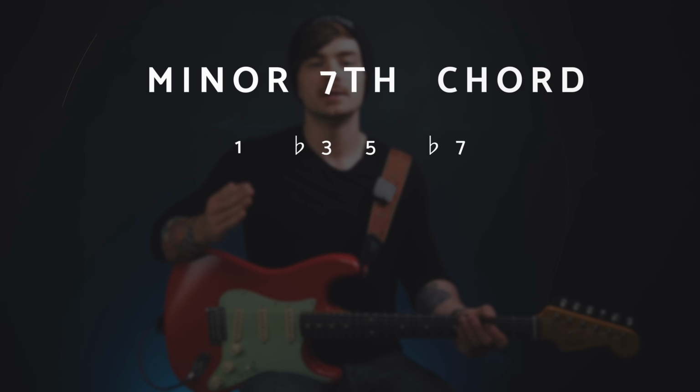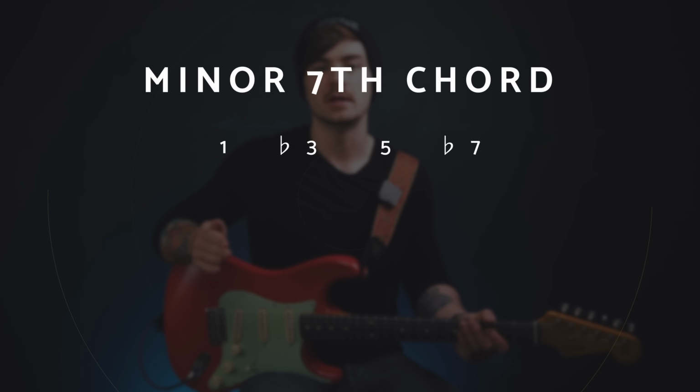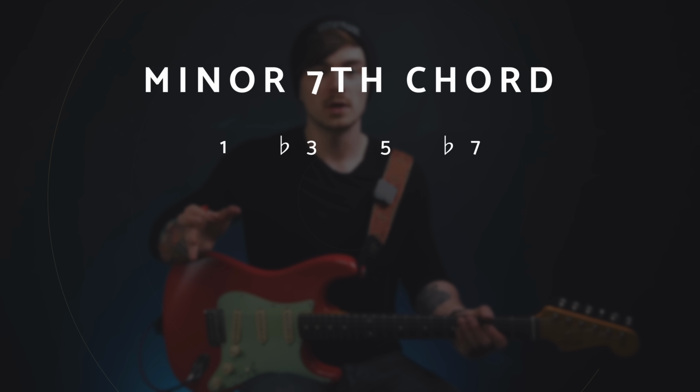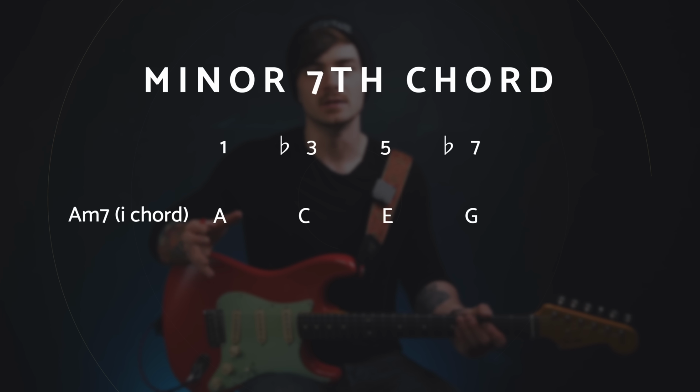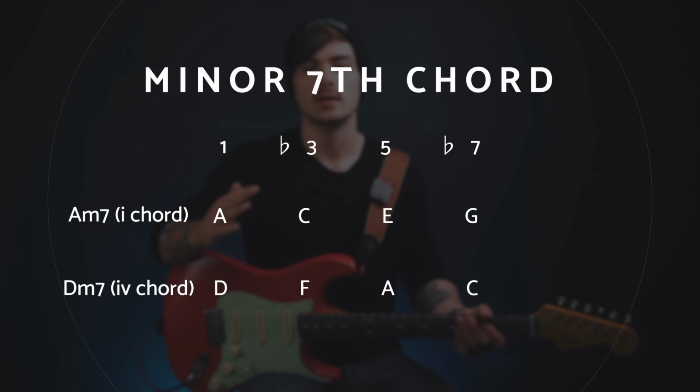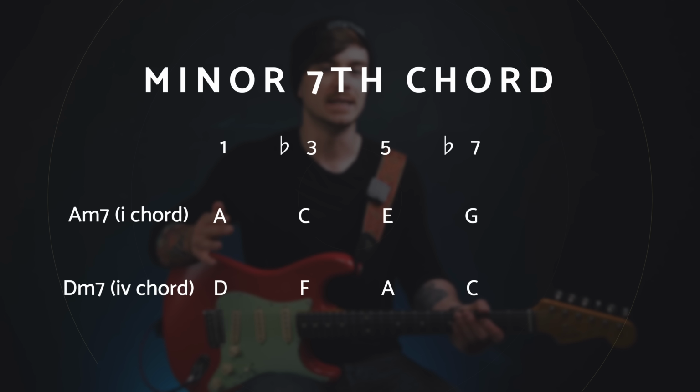The construction of a minor 7 chord is 1, flat 3, 5, flat 7. With an A root note for our 1 chord in both progressions, that gives us the notes A, C, E, and G. And with D as the root note for the 4 chord in that same progression, that gives us D, F, A, and C.